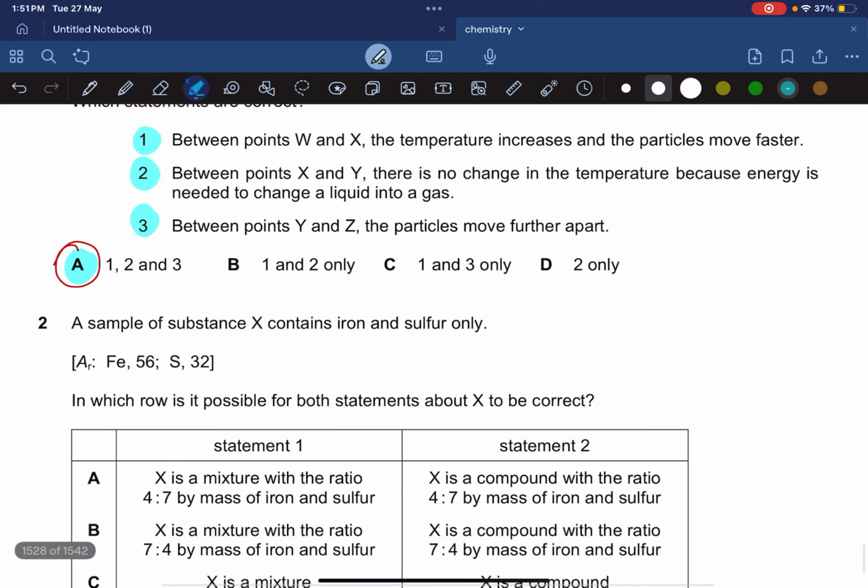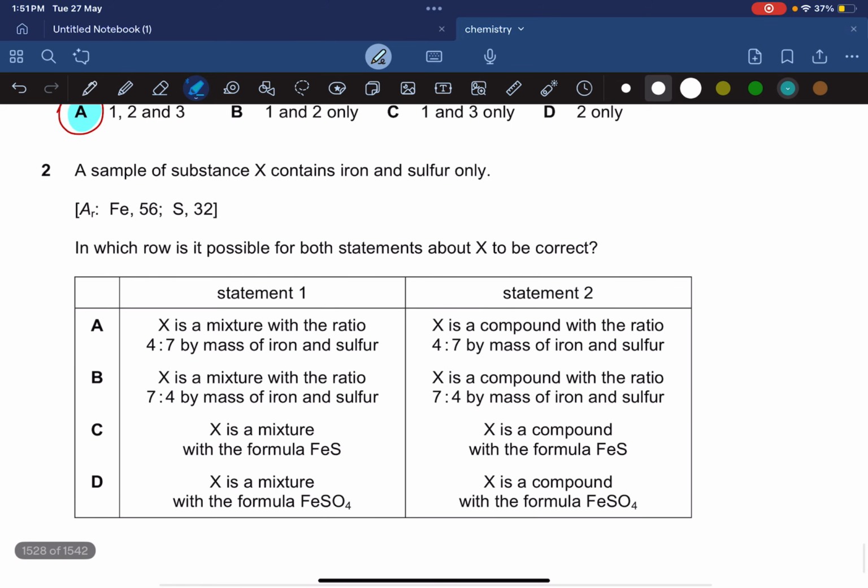Moving on to the next question, which says a sample of substance X contains iron and sulfur only. Okay, now the important thing is only. Only means there is no other substance apart from these two, iron and sulfur. Okay, a substance consisting of two things, iron, sulfur only.